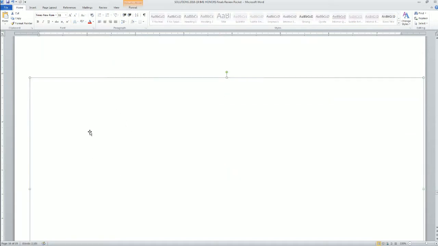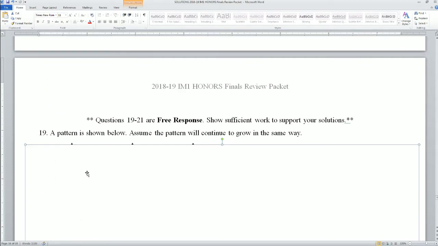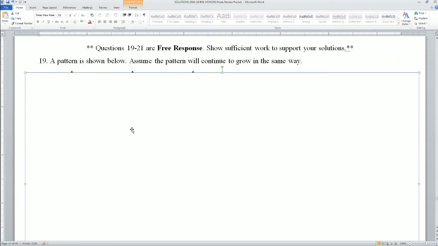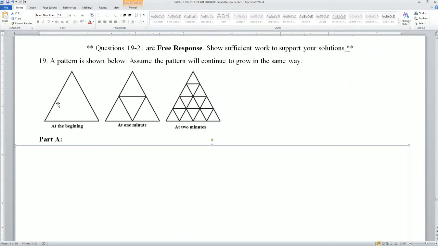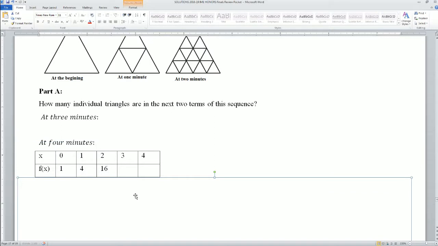Alright, let's look at 19 here. There it is, 19. Alright, a pattern is shown. Assume the pattern will continue growing the same way. First one, beginning, you have 1. At the 1 minute, you have 4 more, right? And the second one, you have 16. Okay? How many triangles will be in the next sequence?